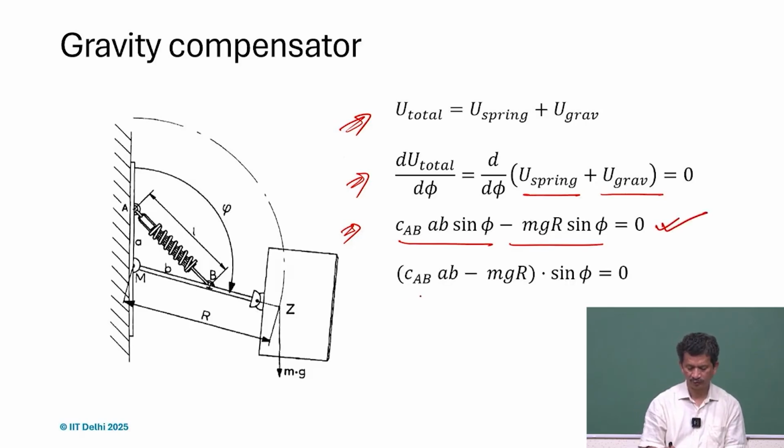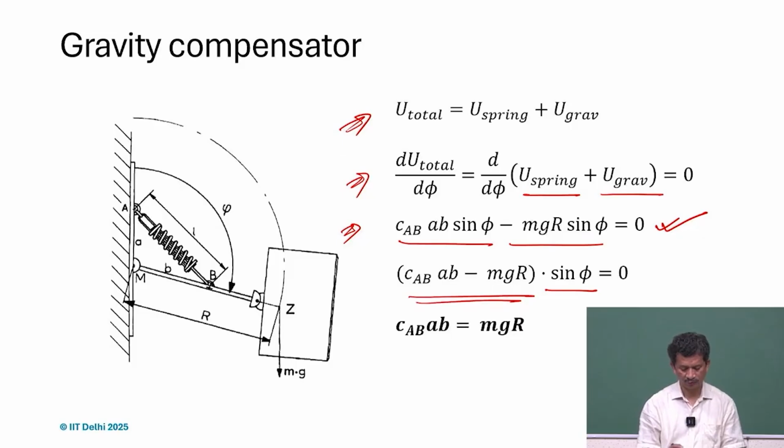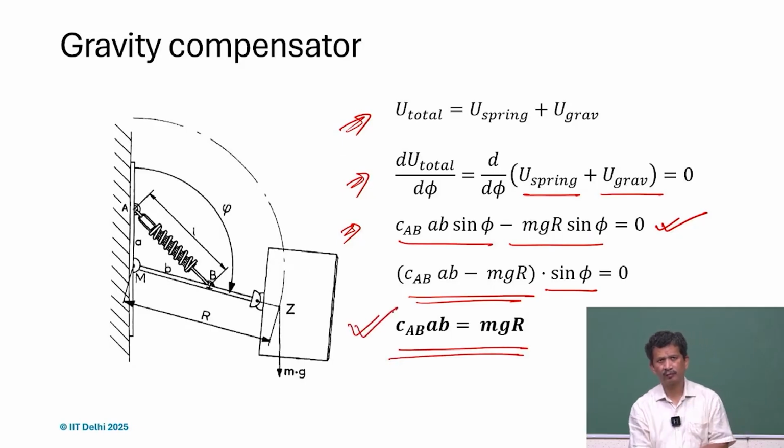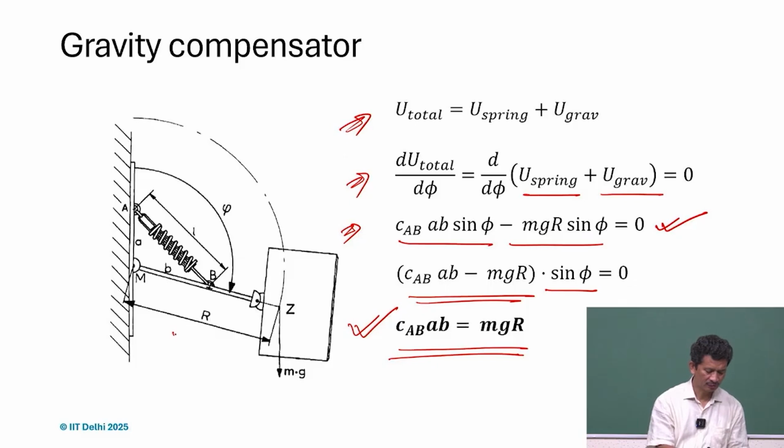So sin phi is the common term, so we can take it out. Of course, that cannot be 0. So the coefficient has to be 0, and if we just take it out, make it 0, what we realize is that the stiffness of the spring C times A times B should be equal to mg times this R. So this is the CAB.